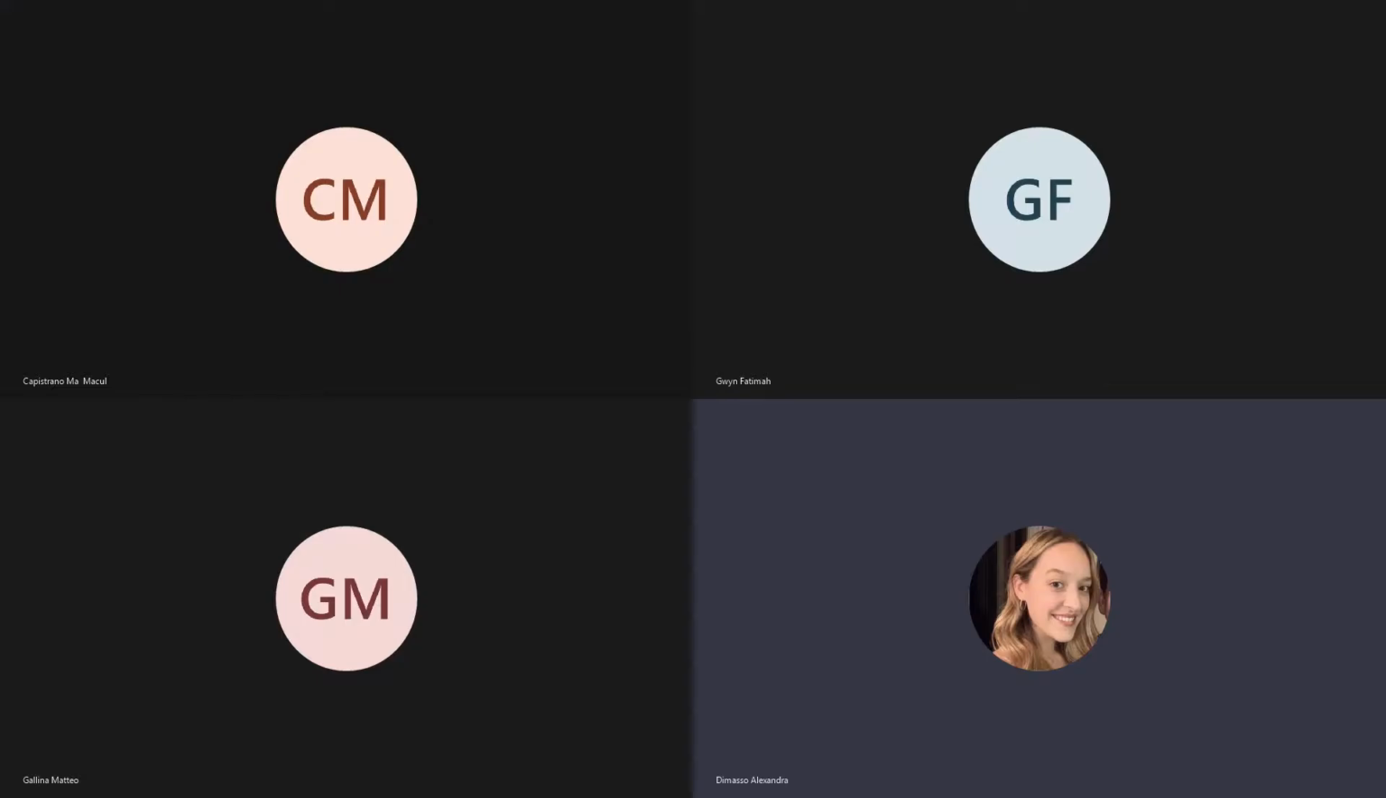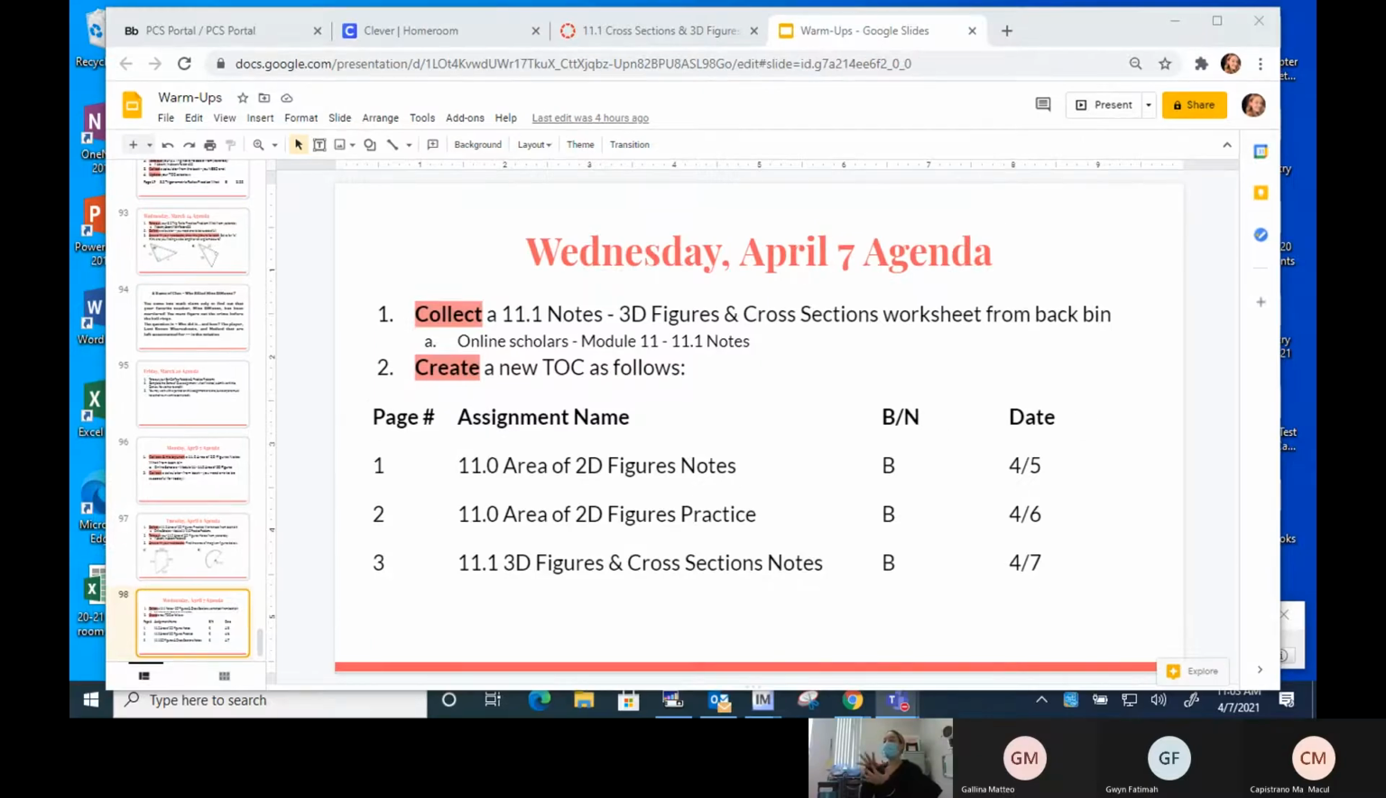Classifying some 3D figures. Okay, so 3D means a three-dimensional object, something that you can hold, right? And we're going to classify them based on their characteristics. So when I say classify, what does that mean? Organize them. Yeah, good. I want to group things together based on their characteristics, based on what they look like.